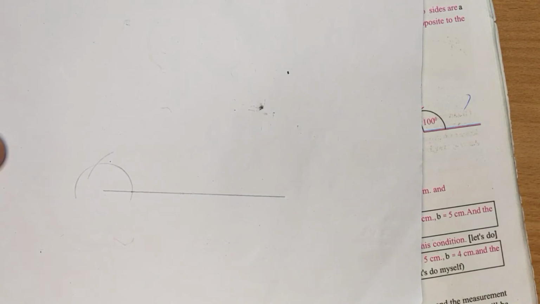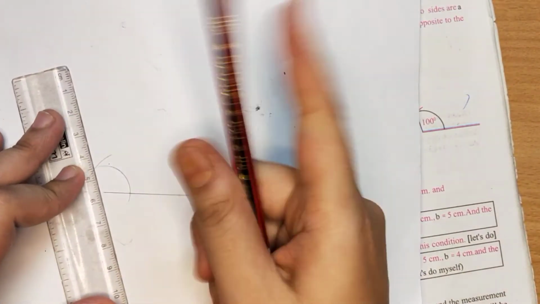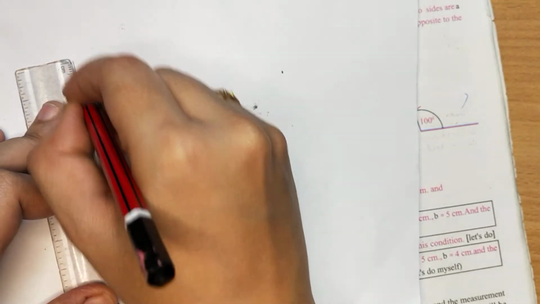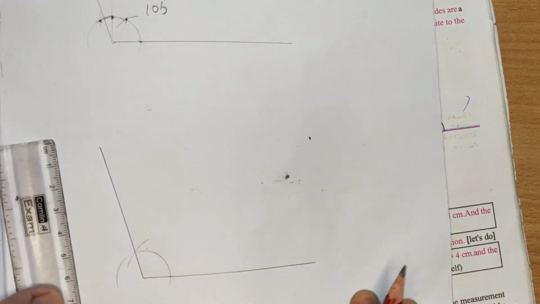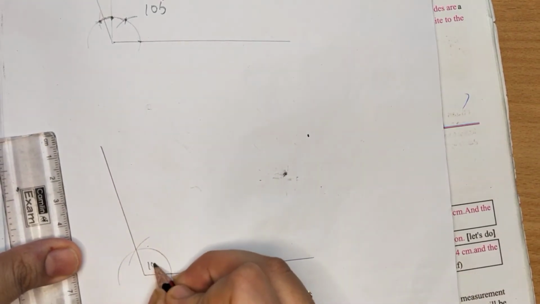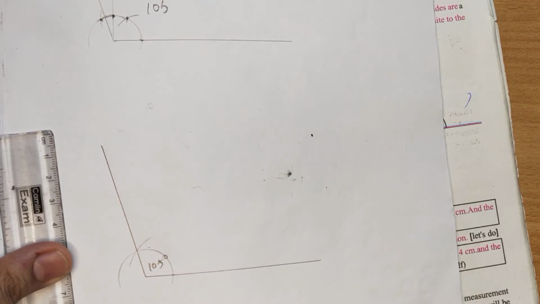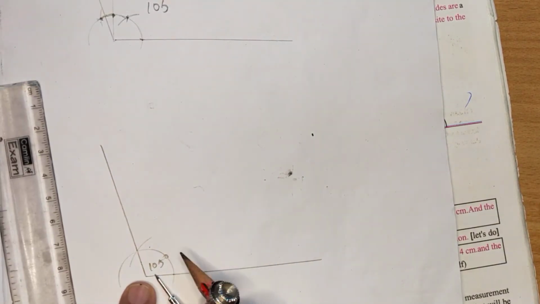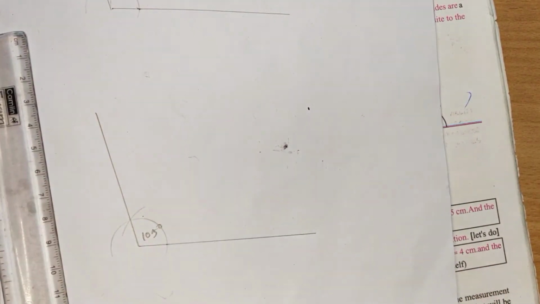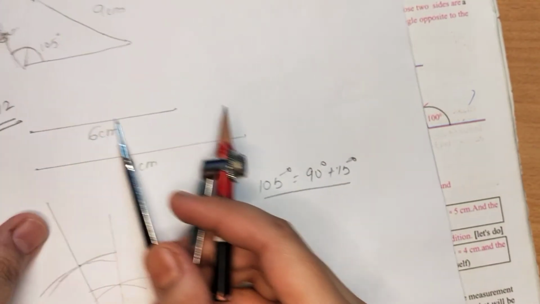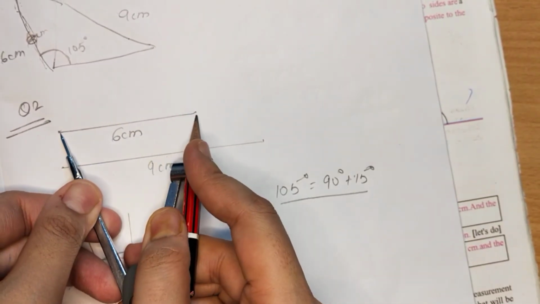Now what am I going to do? I am going to extend the line like this. Clear? I have extended the line. This angle I am getting as 105 degree. Now the question is telling me that the 105 degree angle is opposite to the side of 9 centimeter. That means this side I can take as 6 centimeter. Again I am measuring the side as 6 centimeter.